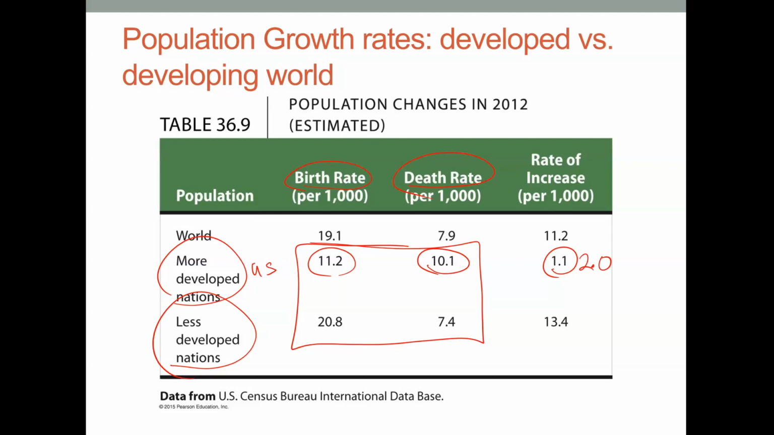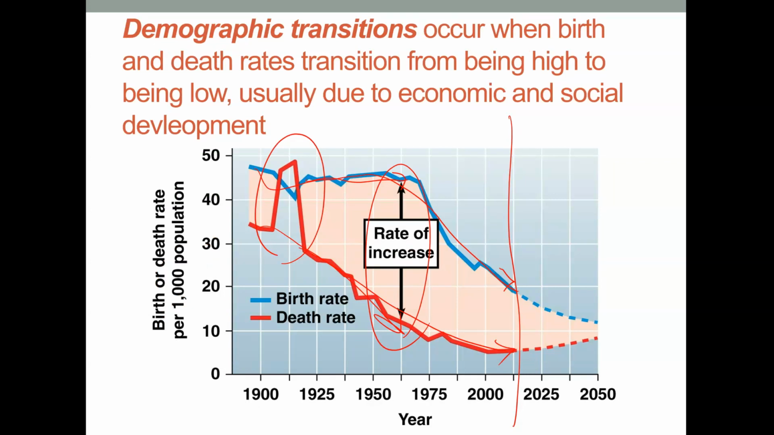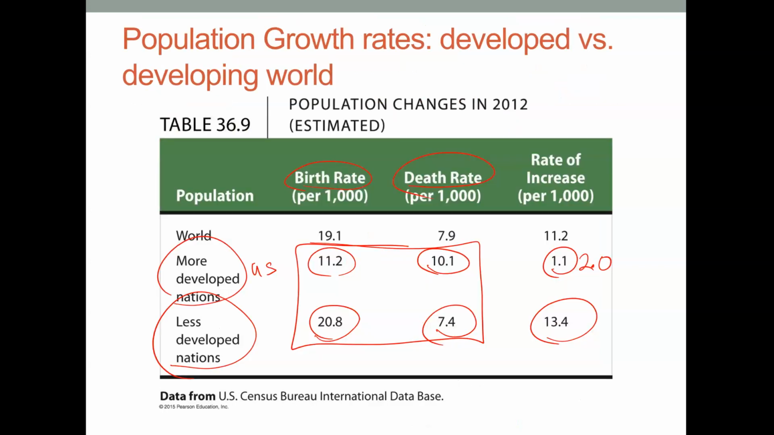In less developed nations, so in developing nations, now compare these numbers: 20 versus 7.4. The rate of increase is huge, and this is why we're seeing enormous increases in populations. For example, in many parts of Latin America and in Africa, the number of young people is crazy. They're going through this demographic transition right now. So many countries in Africa are in this early phase of the demographic transition.